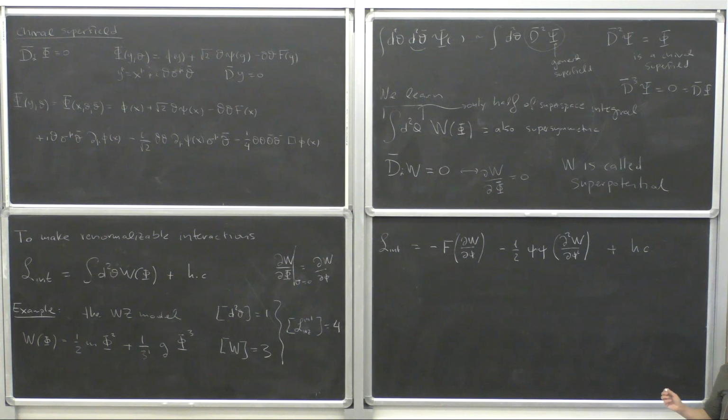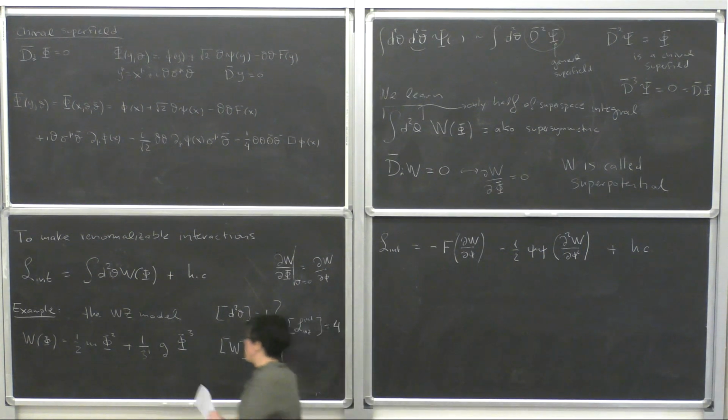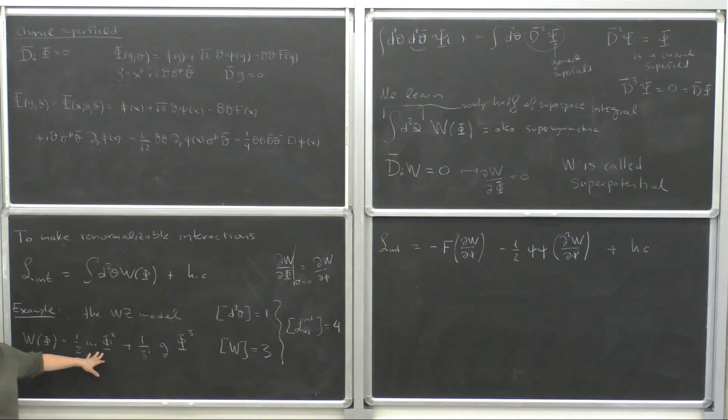That's how I make interactions. And if I translate this for this baby, I will have a term that is F m phi, and I will have another term which is psi psi phi, which is a Yukawa type of term. Yes?